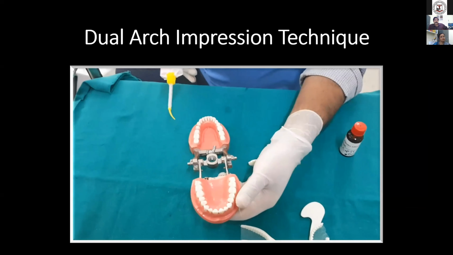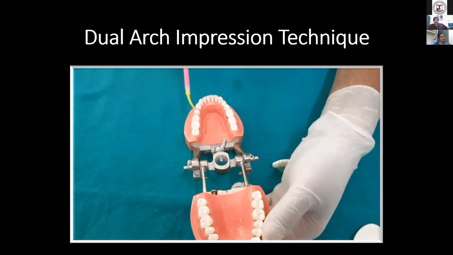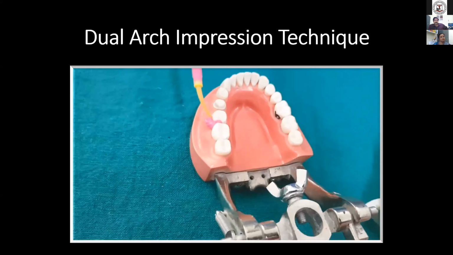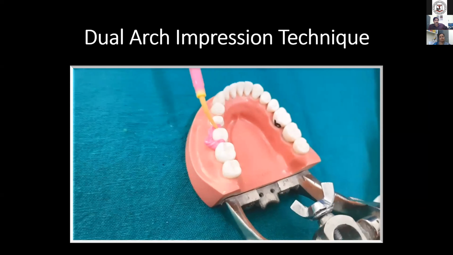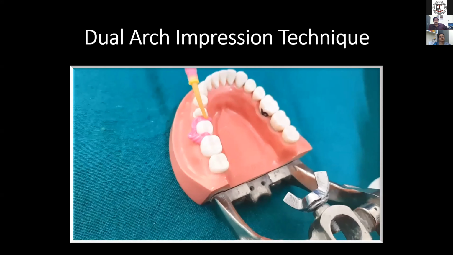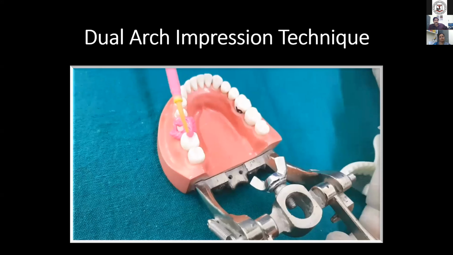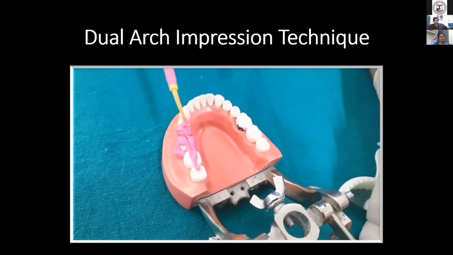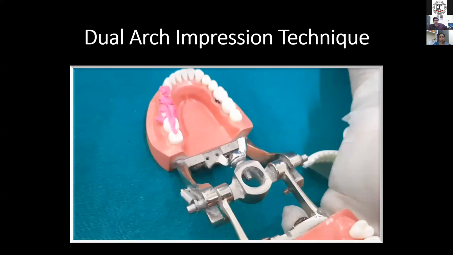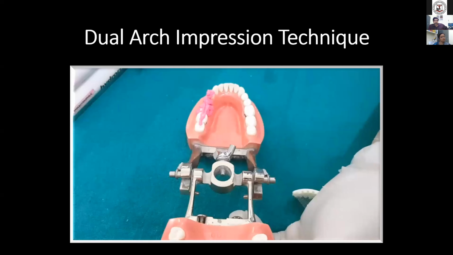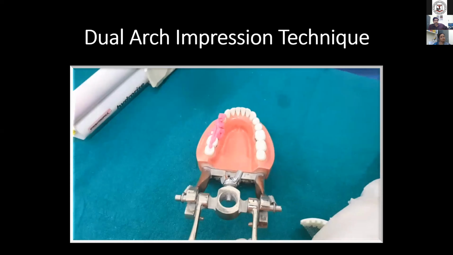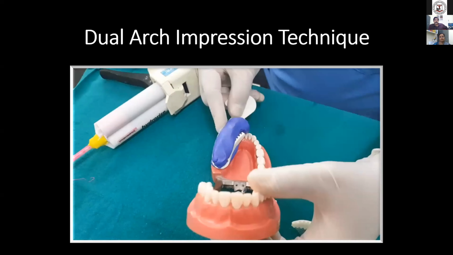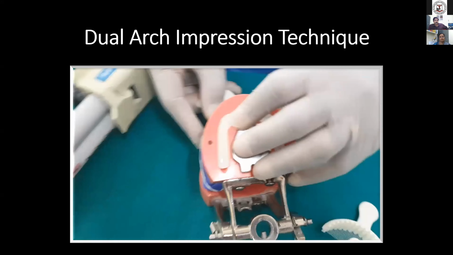Now we will see how a dual arch impression is made. The materials used are hydrophilic putty and light body. Inject the light body with the aid of an intraoral tip around the prepared teeth without incorporating any air bubbles. Inject the material on adjacent teeth also. Load the dual arch tray with putty material. Position the tray in the patient's mouth and ask the patient to bite in centric occlusion.